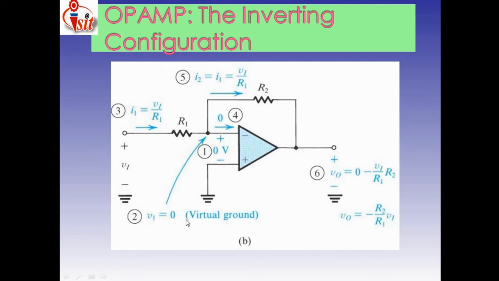First of all, according to the virtual ground concept, the voltage at node 1 is equal to 0. This is the first step. For the second step, the current passing through the resistor R1 is I1, which is equal to V1 divided by R1.